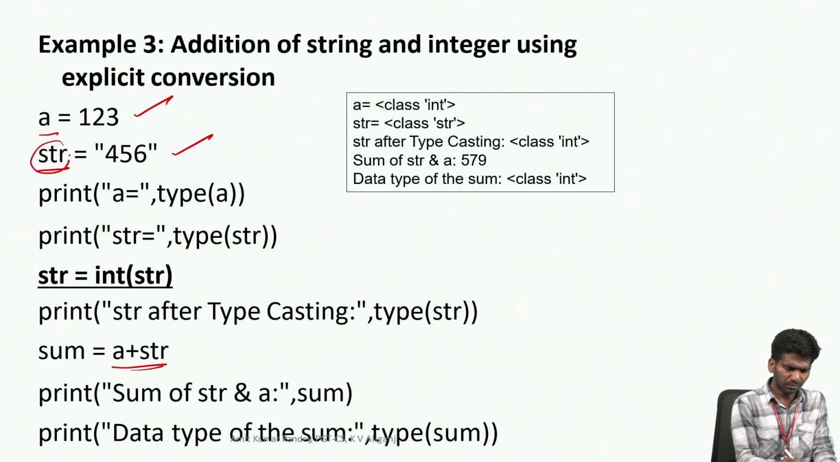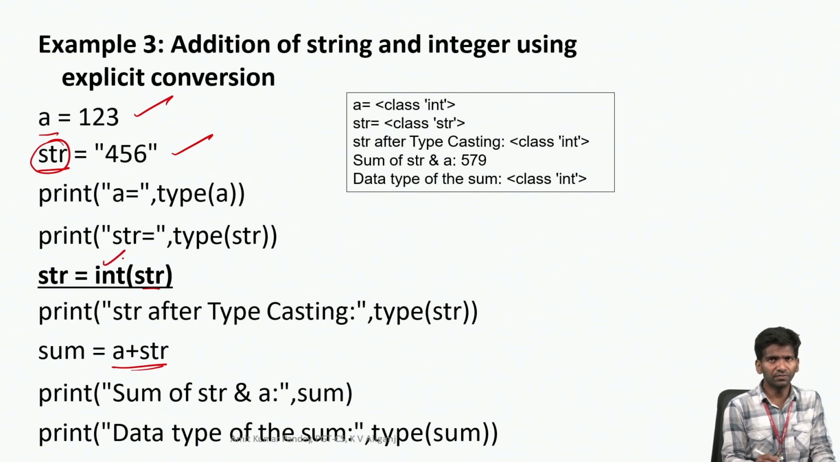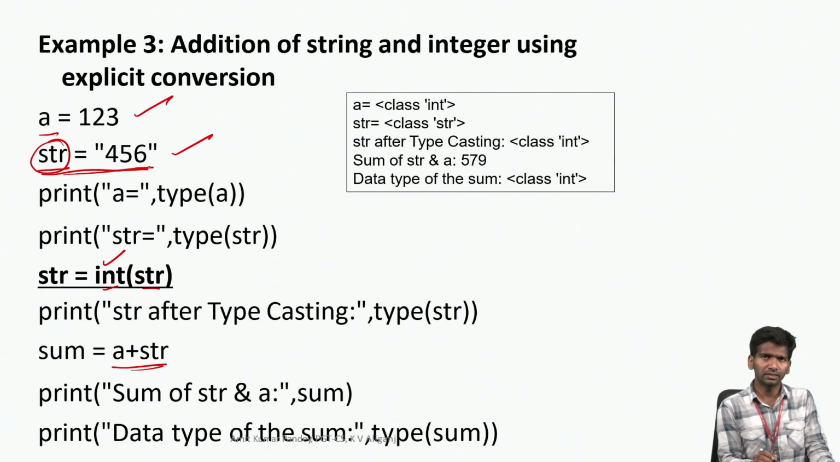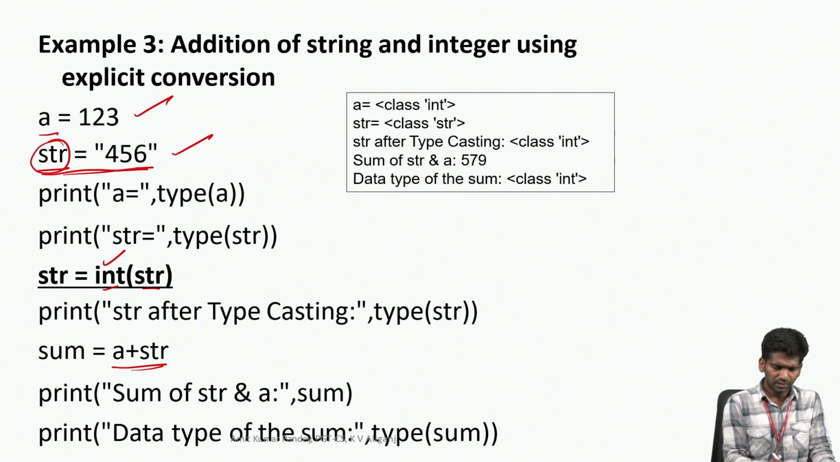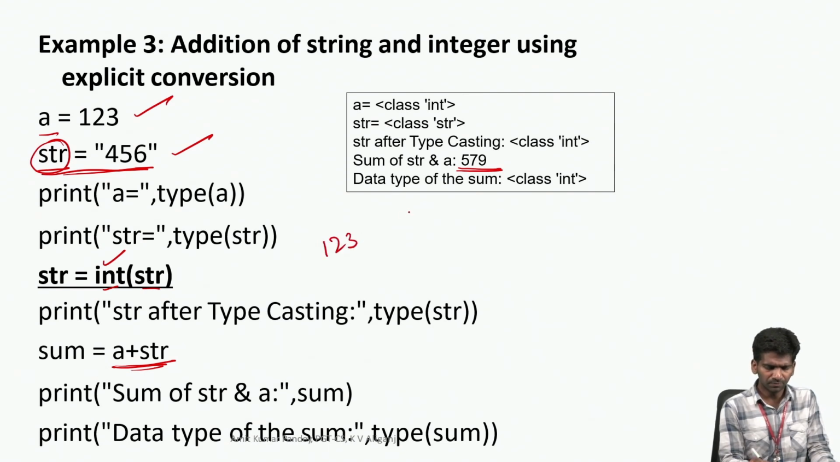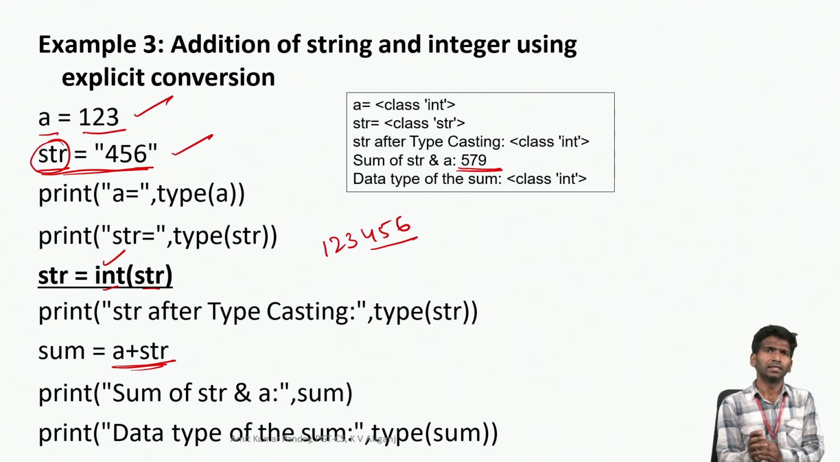See, this variable we are converting into integer type. In the code we are trying to convert this value. So this is explicit conversion. In addition, you could see the result as 579. If you are not doing this conversion, what will happen? 1, 2, 3. It will just align with this a value, it will attach. That's it, if you are not doing conversion.